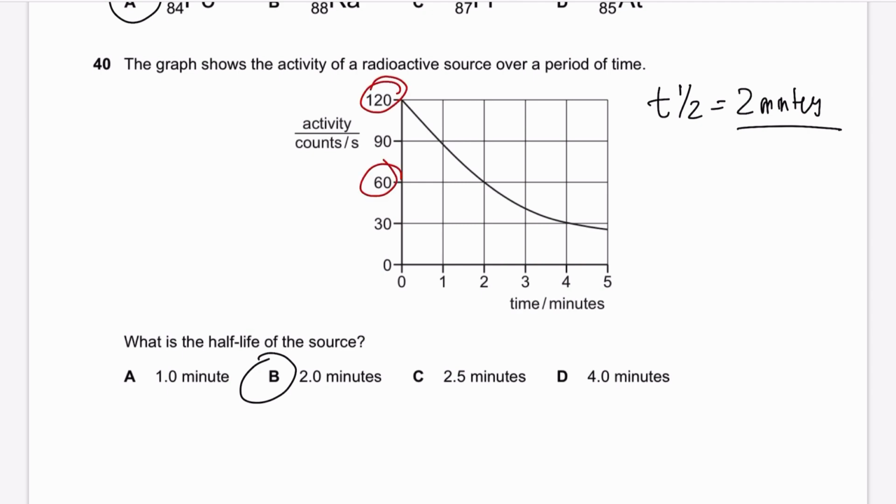120 to 60, it moves on from here to here. This ends at 2, and then we have from 60 to 30, it stops at 4. So from 2 to 4 and from 0 to 2, it is 2 minutes.